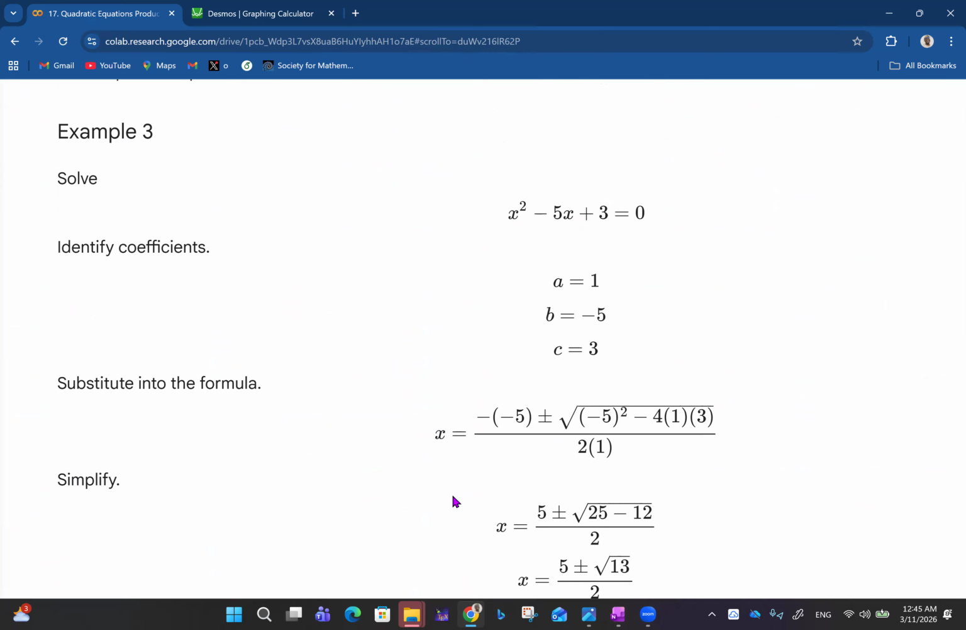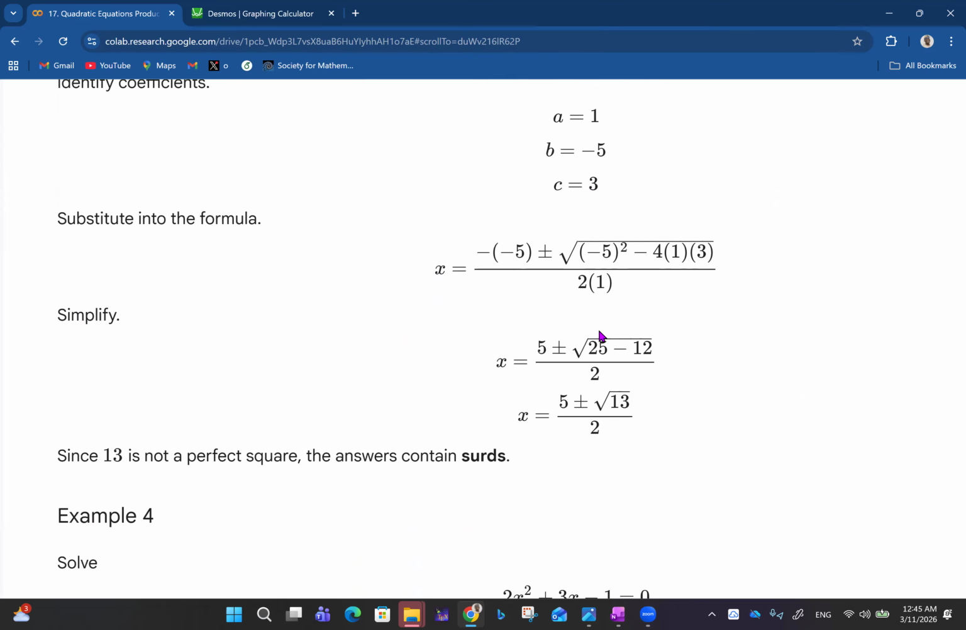You have example 3. You want to solve x squared minus 5x plus 3 equals 0. So you identify the coefficients. First of all, a is 1, that's the coefficient of x squared. b is minus 5, the coefficient of x. c is 3, that's the constant. Then you substitute into the formula.